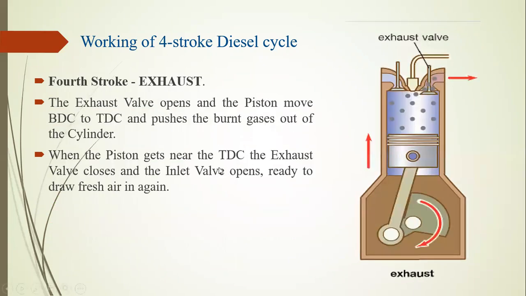Then after the third stroke comes the fourth stroke, called the exhaust stroke. The exhaust valve is open and the piston moves from its bottom dead center to top dead center. The exhaust stroke starts at this time. The inlet valve is closed and the outlet valve is open whenever the piston moves from its bottom dead center to top dead center.